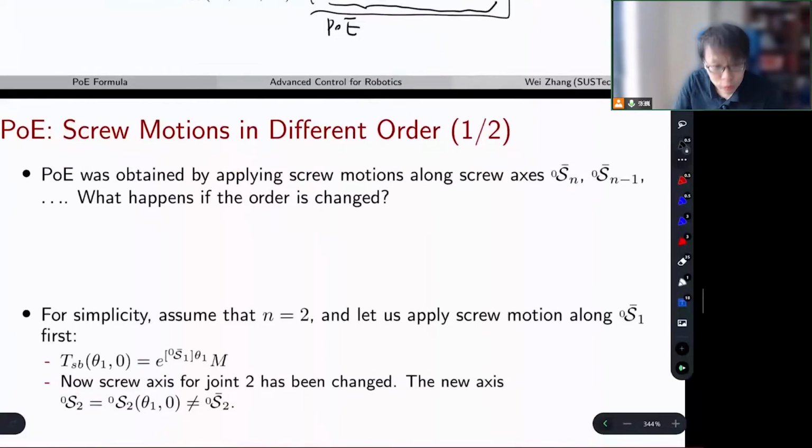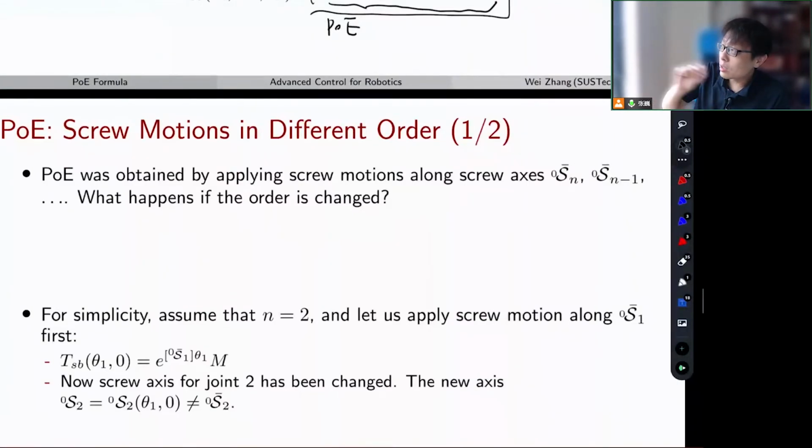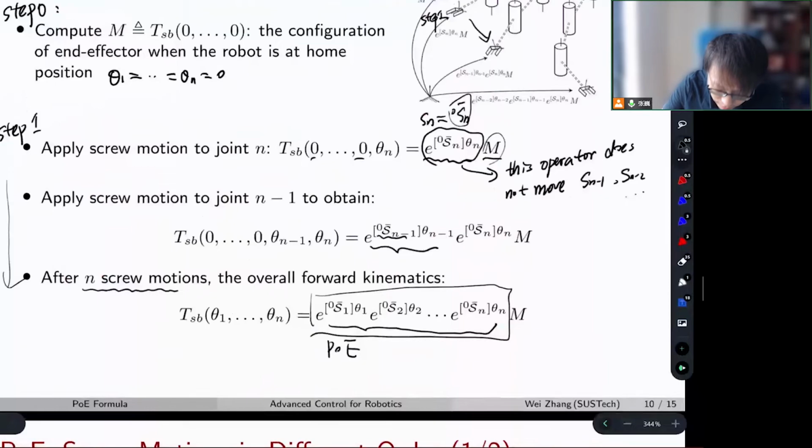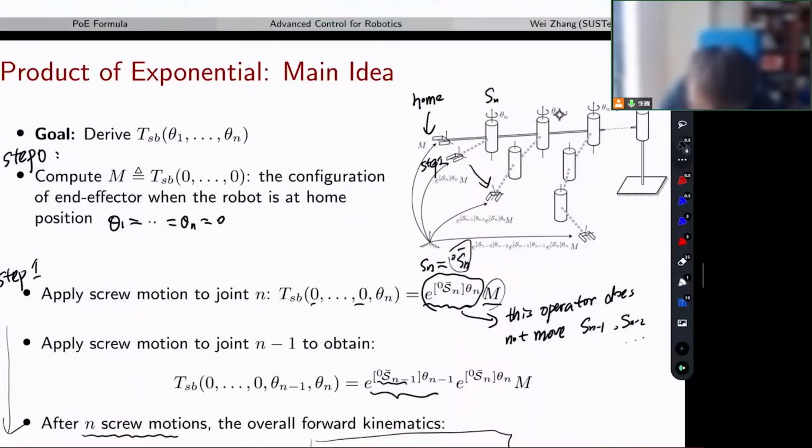I'm not sure whether it bothers you, but at least it bothers me. I have to figure that out. So what happens if the order is arbitrary or reversed? Eventually, I still have the same result. For example, in this case, I can apply the screw motion first to theta n-1, then to theta n, then to theta 1, right? I can randomly pick the order, but eventually my final pose will be the same.